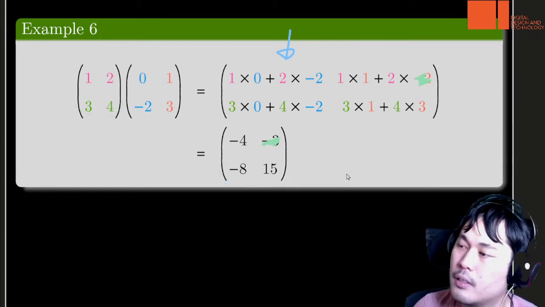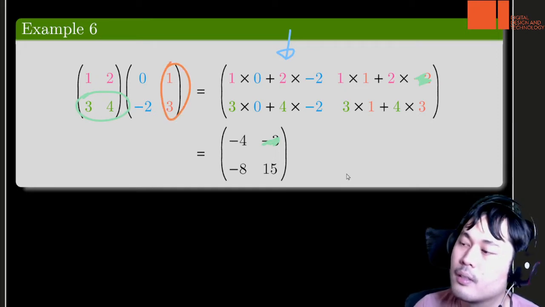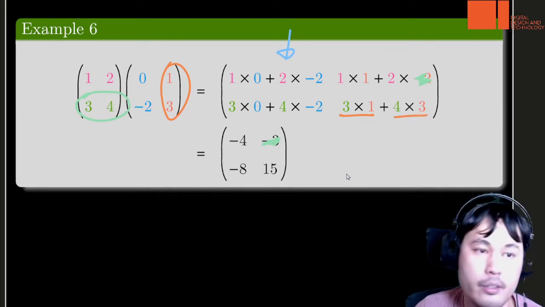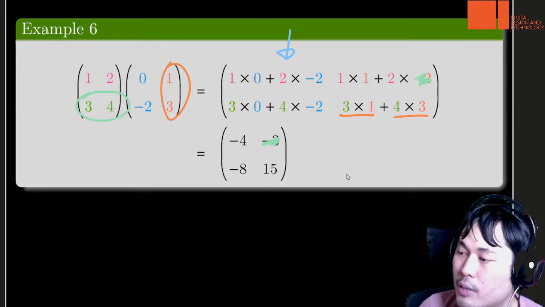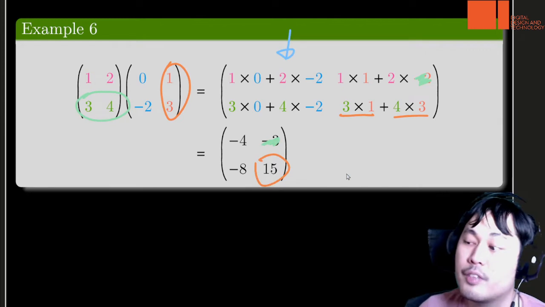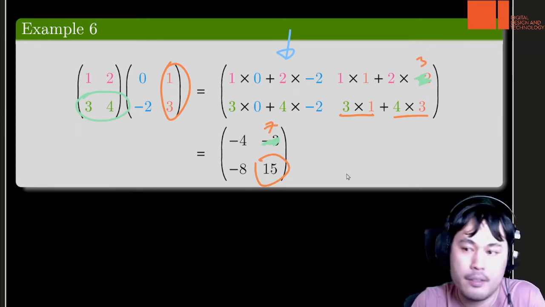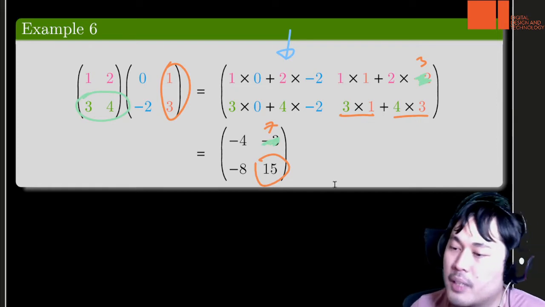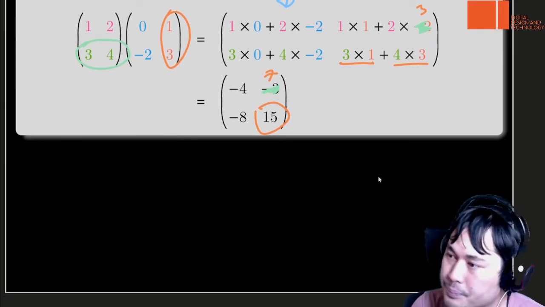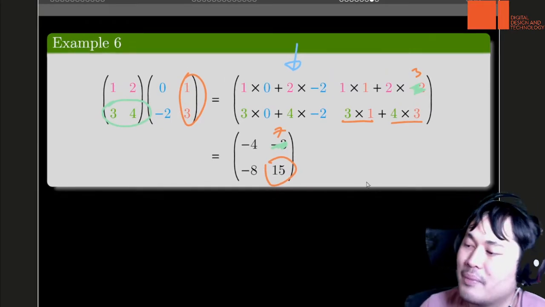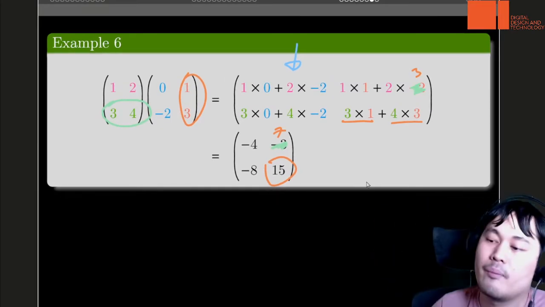And finally, we have 3, 4 multiplied by 1, 3. So it's 3 times 1, which is here, and then 4 times 3, which is here. And after we add the results together, we get 15. So that's the answer for the matrix multiplication. And that's a single formula if you want to do everything at once.